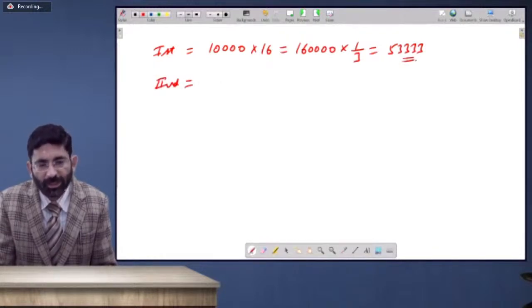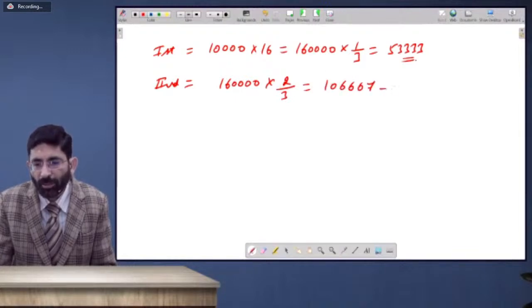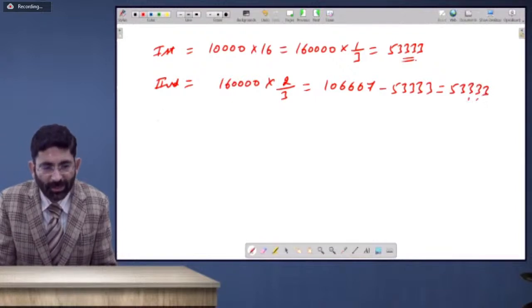At the end of second year, again same assumption is there because target is achieved. So 1,60,000 is the total amount to be written off within 3 years. Within 2 years, how much is to be written off? 1,06,667. Already we have written off 53,333. So the balance amount of 53,333 is to be written off at the end of second year.